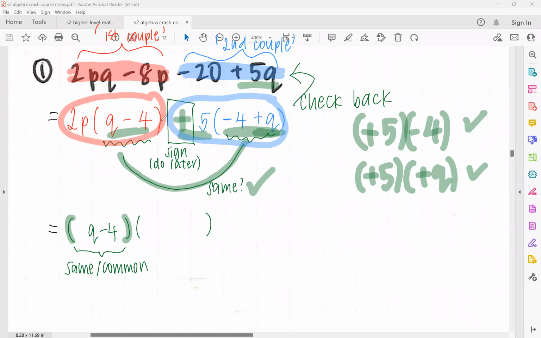Now, after we factorize out Q minus 4 from the red, what am I left with? 2p and 5. 2p, very good. So I'm left with 2p. Put in here, right? Then over here, I factorize out a Q minus 4. What am I left with? Positive 5, not just 5, but positive 5. Here. The end. That's it. Now copy everything onto your notes.